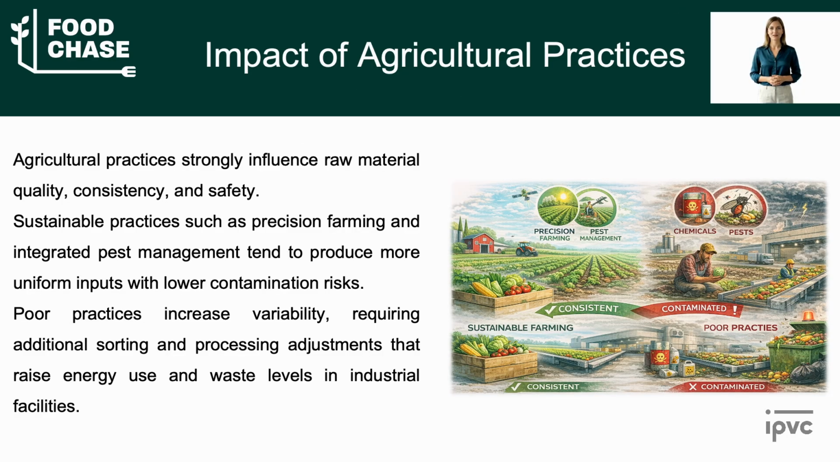Agricultural practices have a major influence on raw material quality. Sustainable practices such as precision farming and integrated pest management tend to produce more uniform and safer inputs. In contrast, poor practices increase contamination risk and variability, requiring additional sorting and processing adjustments that raise energy use and waste levels in industrial facilities.